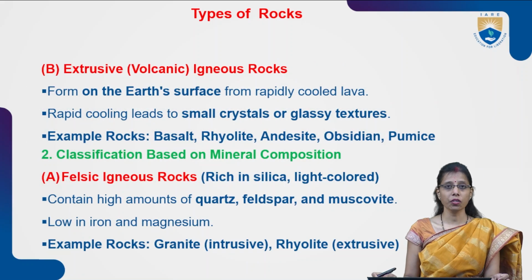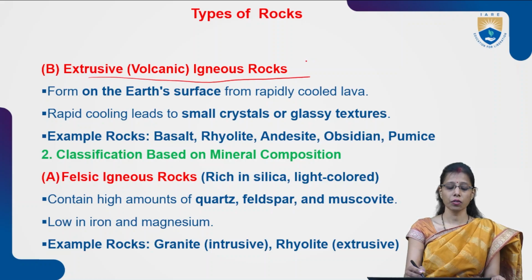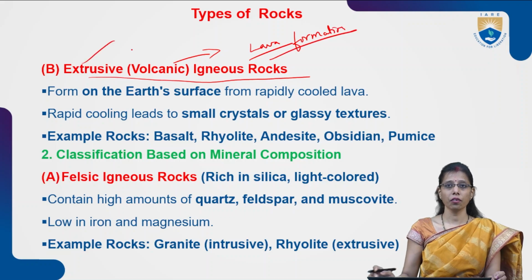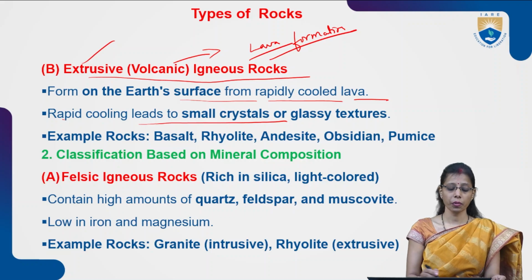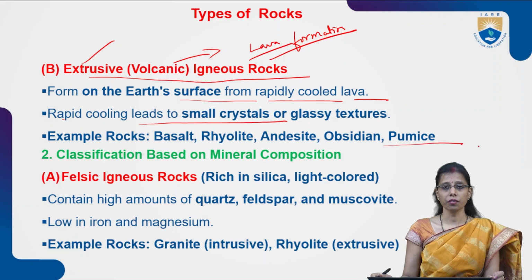Now coming to the extrusive kind of rock. Extrusive rocks are all volcanic igneous rocks, which are formed by the lava. So these kinds of rocks are formed on the earth surface, from rapidly cooled lava, and rapid cooling leads to small crystals or glassy textures. For example, basalt, rhyolite, andesite, obsidian, and pumice. These are the different examples of extrusive rocks which are formed by volcanic eruption.